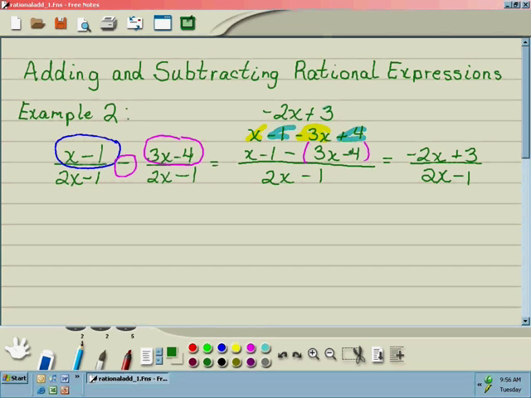Your teacher may work it left to right and work over as you do each step, and that is a very good way to work it as well. It's really just a personal preference of mine that I work my problems up and then bring the answer over. Either way is correct, and just follow the way that makes better sense for you. In either case, the answer then for this problem is negative 2x plus 3 over 2x minus 1.